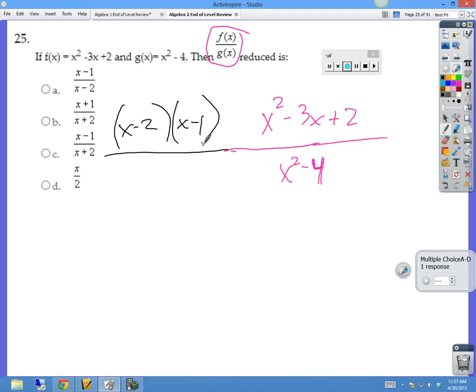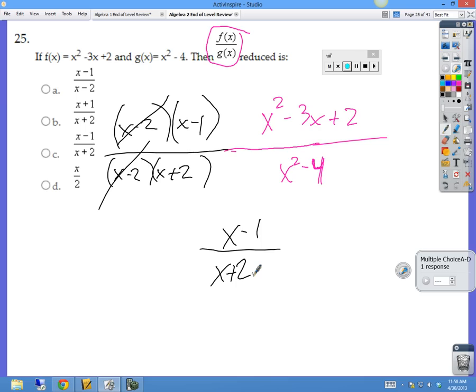Okay, now what about the bottom? What times what's going to give you x squared minus 4? x minus 2 and x plus 2. So if I choose to look at it from this perspective, now it's quite easy, because I have an x minus 2 on top and an x minus 2 on bottom, those will cancel out, so you're left with on top an x minus 1 and on bottom an x plus 2.